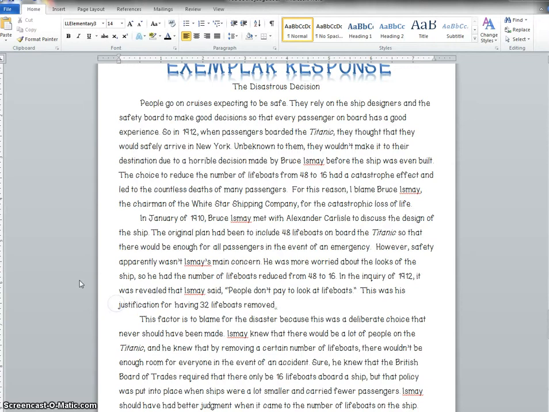Now I'm going to move on to the body of my essay, and I'm going to explain a little more. In January of 1910, Bruce Ismay met with Alexander Carlisle to discuss the design of the ship. The original plan had been to include 48 lifeboats on board the Titanic so that there would be enough for all passengers in the event of an emergency. However, safety apparently wasn't Ismay's main concern. He was more worried about the looks of the ship, so he had the number of lifeboats reduced from 48 to 16. In the inquiry of 1912, it was revealed that Ismay said, "People don't pay to look at lifeboats." This was his justification for having 32 lifeboats removed.